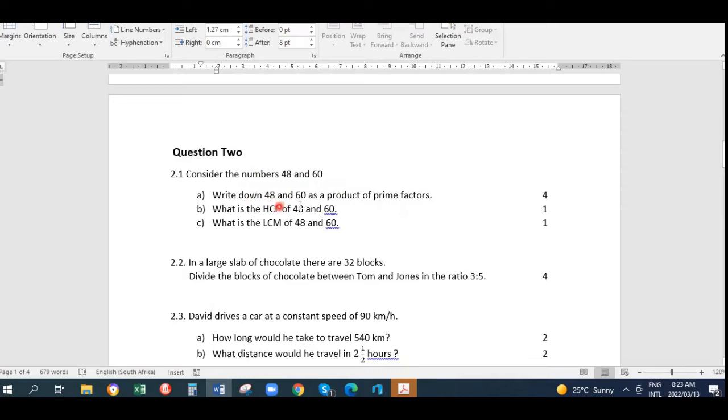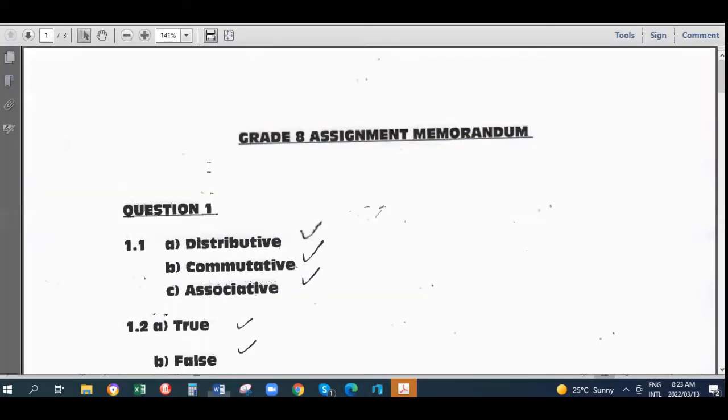So your first step, boys and girls, always read each question. Read the entire question and each sub-question, and then you answer. So it says consider the numbers 48 and 60. Write down 48 and 60 as a product of prime factors. Then they have here, what is the HCF of 48 and 60? What is the LCM of 48 and 60? This is one question. So in the first part of the question, they say, write it as a product of prime factors. So we're looking at your answers.